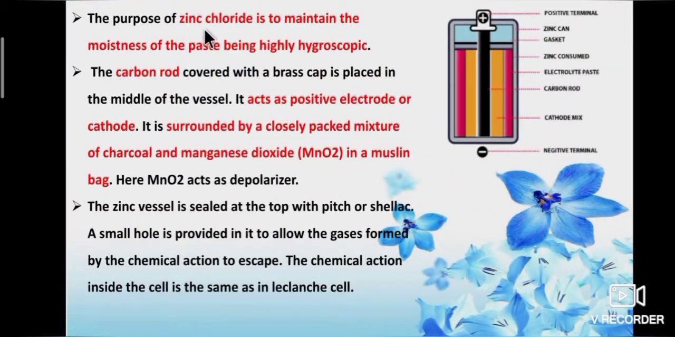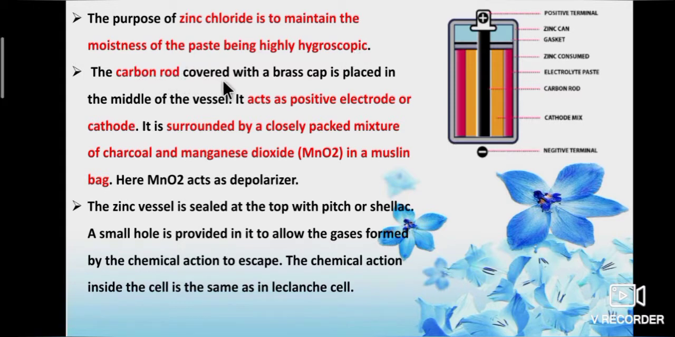The purpose of zinc chloride is to maintain the moistness of the paste, being highly hygroscopic. So what is hygroscopic? Hygroscopic is a substance able to absorb moisture from air. So the purpose of zinc chloride is to maintain the moistness of the paste, being highly hygroscopic.